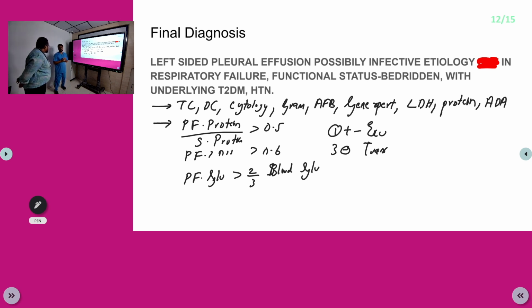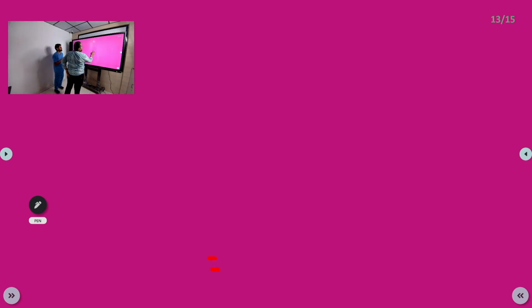Was it done for him? It has been sent, sir. It has been sent, so the results are awaited. So now my query again: you have done this. Now, how will you treat this patient? You need to treat him. He has cough, breathlessness. There is pleural fluid you have tapped, but you have to treat the issue. So how will you go about the treatment for this patient?